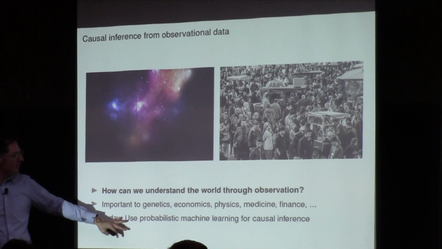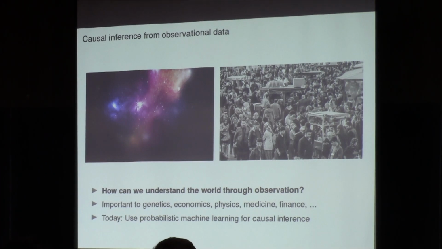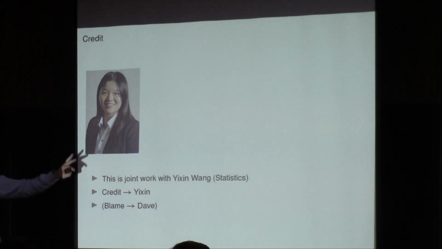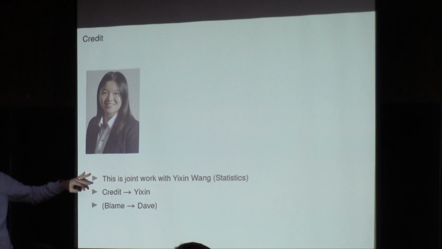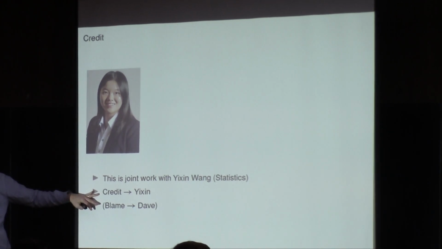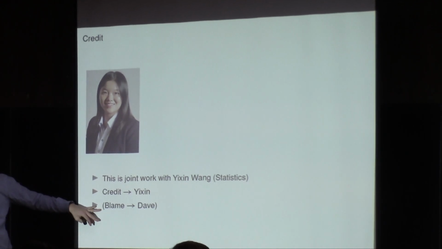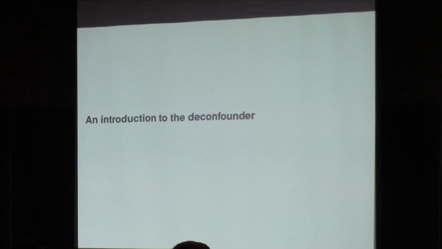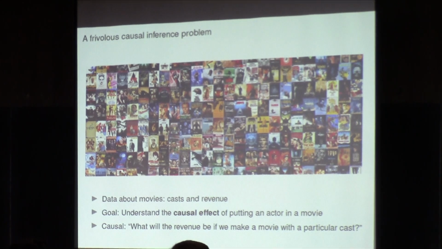And so what I want to talk about today is how to use probabilistic machine learning to help us do causal inference from observational data. I should mention this is joint work with my student Yixin Wang, and she deserves all the credit for this work. But if there's something you don't like about the work, that is my part of the work. All right. So the idea is called the deconfounder.